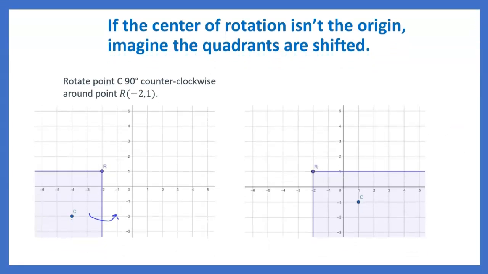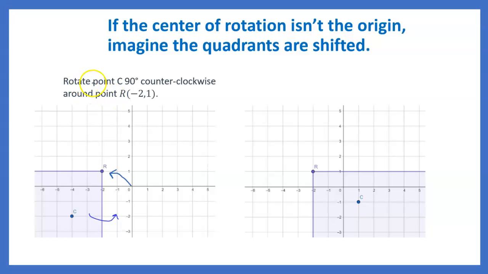Now, all of those examples we've looked at so far have the center of rotation as the origin. What if the center of rotation is not the origin? What should we do then? Well, you can imagine, just in your brain, think about moving the origin up to our new center of rotation.